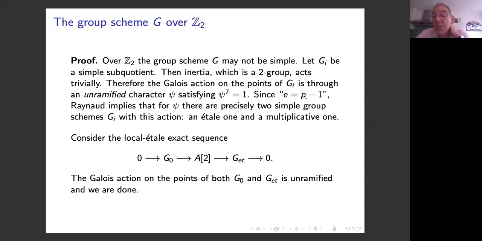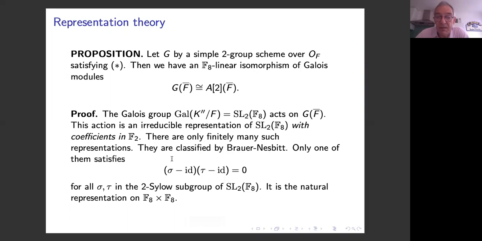P is 2 and Z2 is unramified, so e is 1. And then in fact, there are at most 2. There is an etale one and a multiplicative one. And therefore, the G0 must be multiplicative. And multiplicative means diagonalizable, sorry. Okay, and then here I will stop.